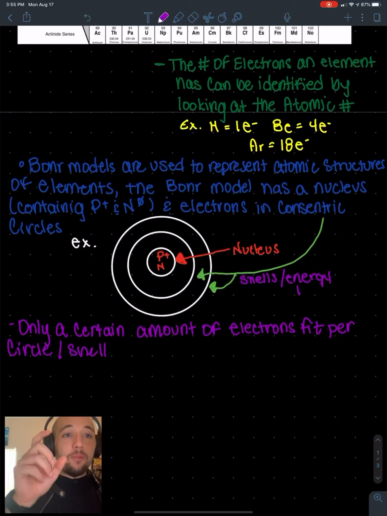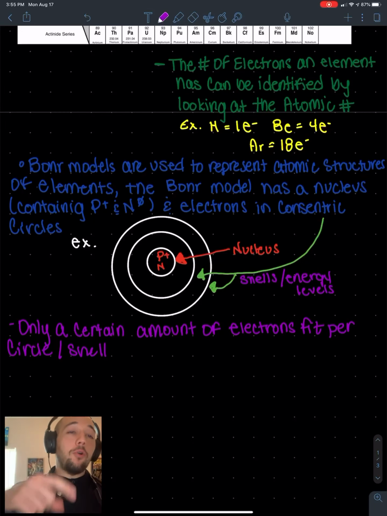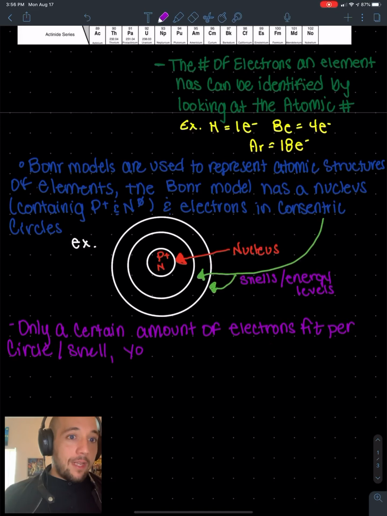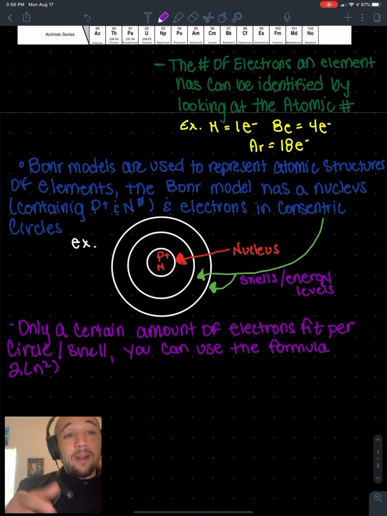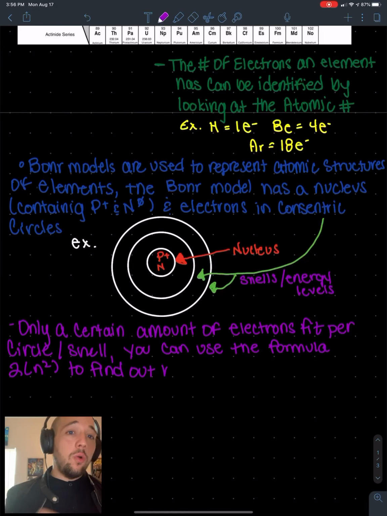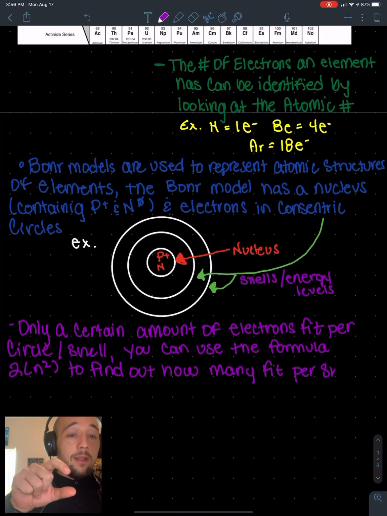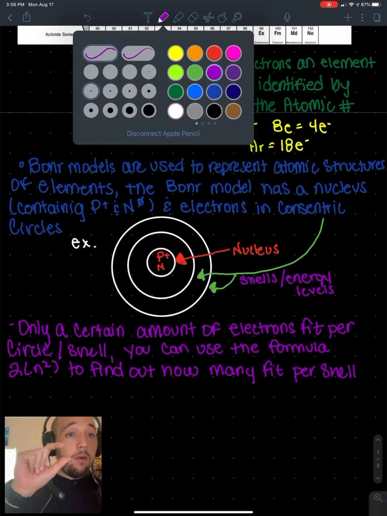You do have to put a certain amount of electrons per circle depending on the number of electrons that you have. And again, you can figure out the number of electrons that atom has by looking at the atomic number of the element that you're looking at. So if you ever need to figure out how many electrons fit per shell, you can use the formula 2n squared, and the n is replaced with the number of that energy shell.